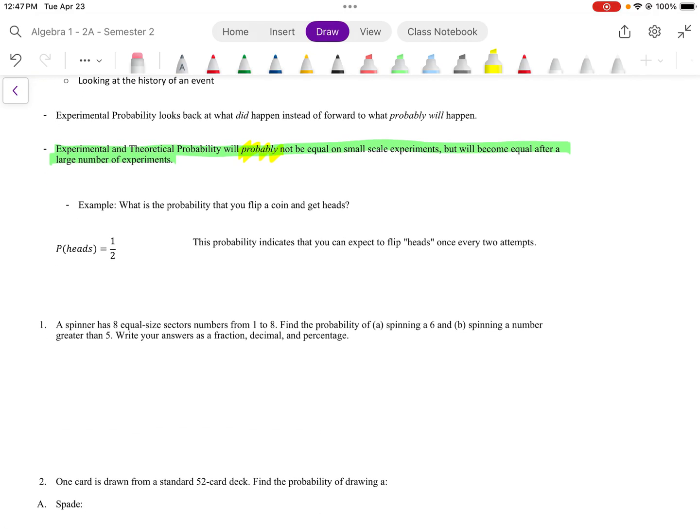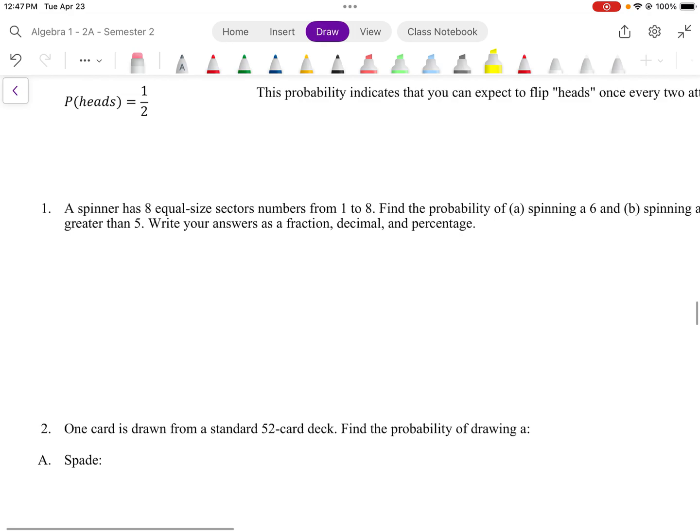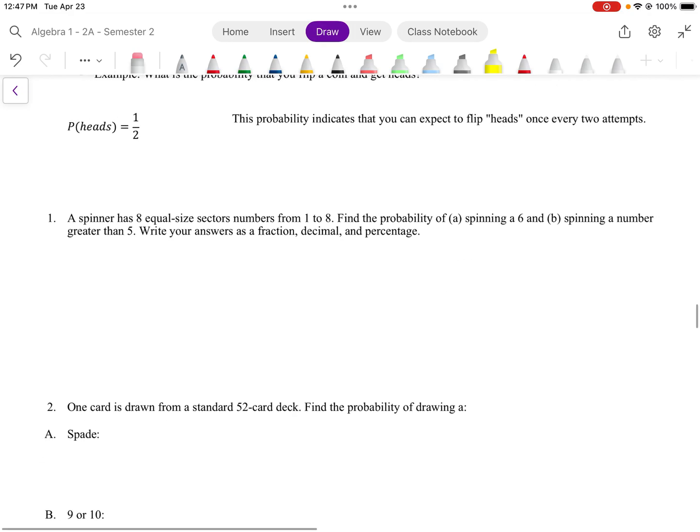Okay, so here it says probability of heads equals 1/2. That's one we've already been talking about. This theoretical probability says that you can expect to flip heads once every 2 attempts. You should be able to reason that that's what we should expect to happen. That doesn't mean that's what will happen. You could get heads 3 times in a row. That is not unlikely. Okay, so for the actual simple probability, that's what this first part is called, simple probability.